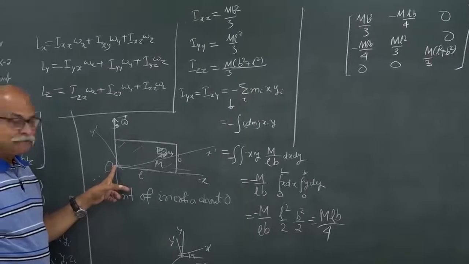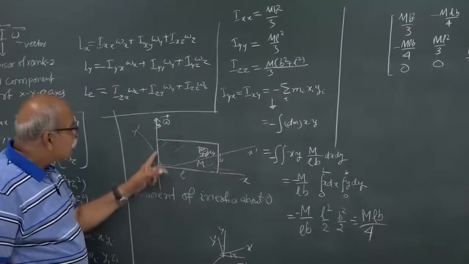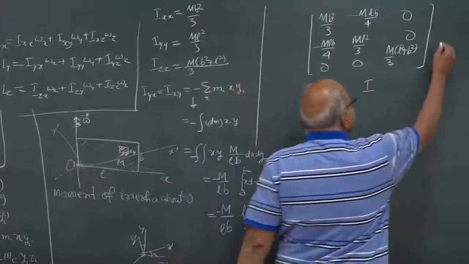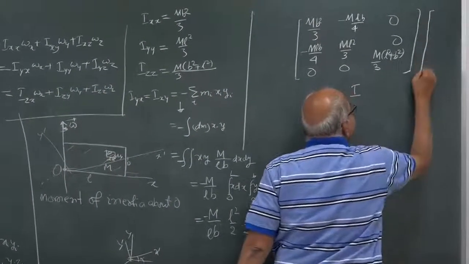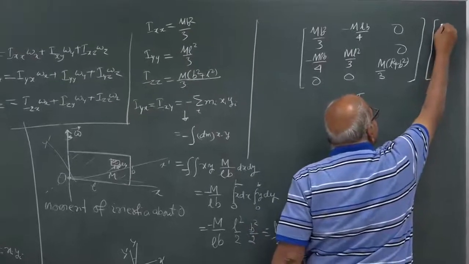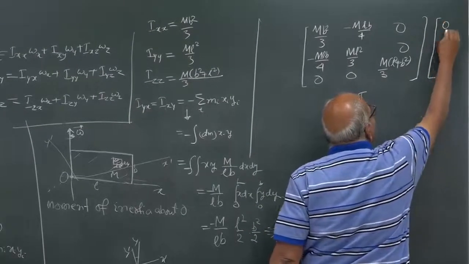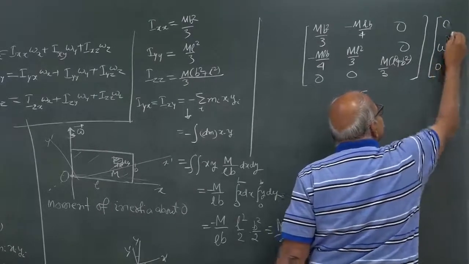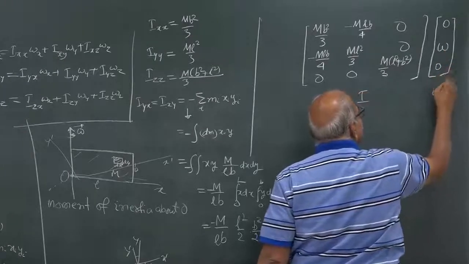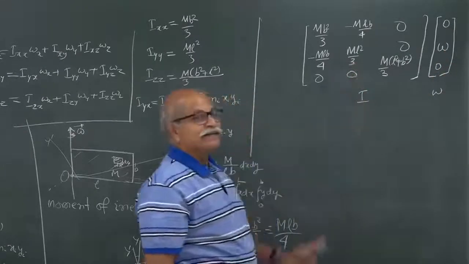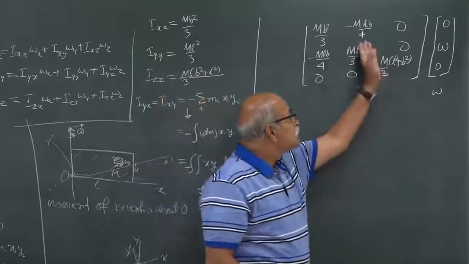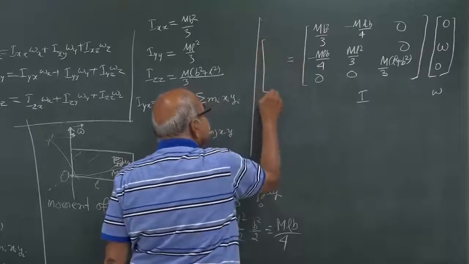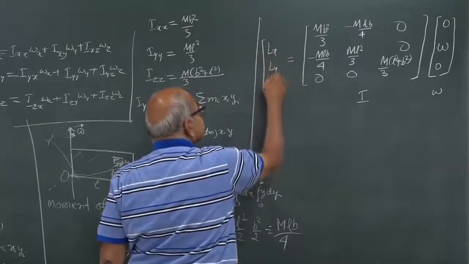We are interested in the angular momentum. So, what is omega? Omega is along the y axis. This is our moment of inertia, and omega we will write as omega x, omega y, omega z. The x component of omega is 0, the y component of omega is omega, and the z component is 0. So, this is our omega, the angular velocity vector, and this is the moment of inertia tensor.